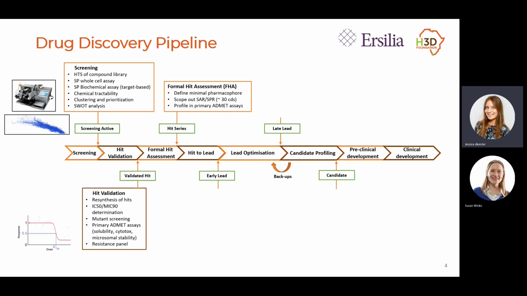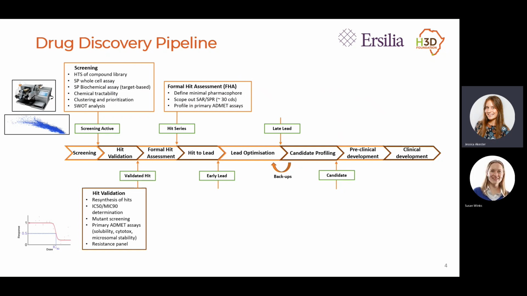Then once you have your hit, you want to scope around the molecule. Can you chew off parts of the molecule, make it a bit smaller? Can you add bits? Can you move bits around to be able to understand what the different structure-activity relationships are? And to be able to really define that minimal pharmacophore, the minimal structure that will get your optimal activity. So this is about 30 compounds.